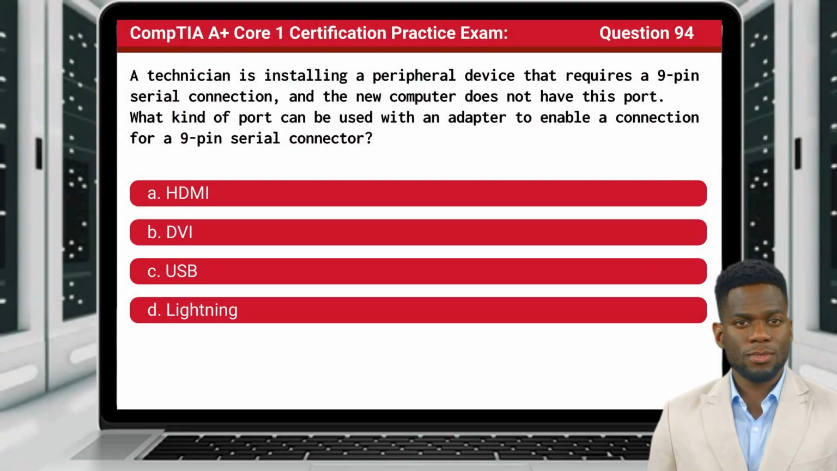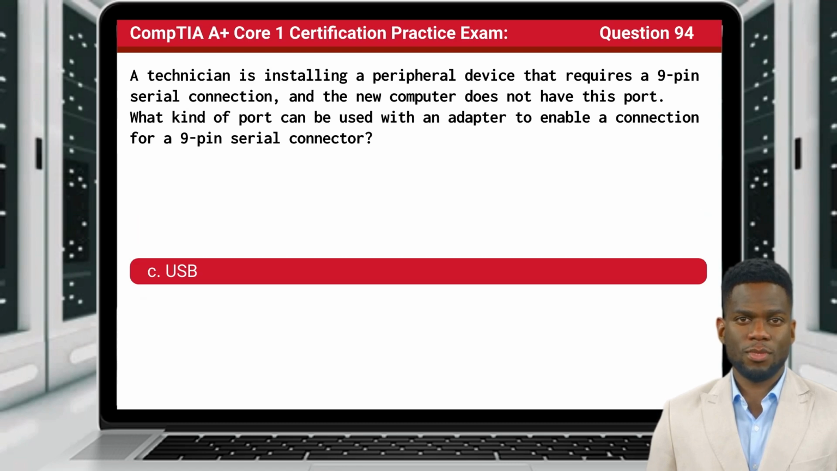Question 94. A technician is installing a peripheral device that requires a 9-pin serial connection, and the new computer does not have this port. What kind of port can be used with an adapter to enable a connection for a 9-pin serial connector? The answer is C. USB.